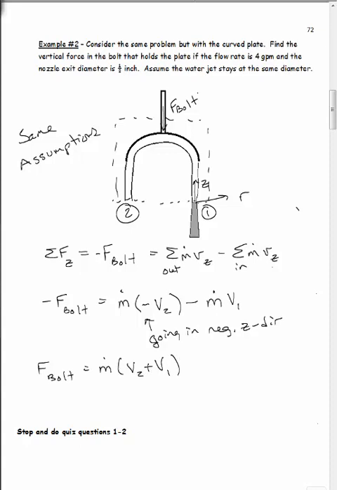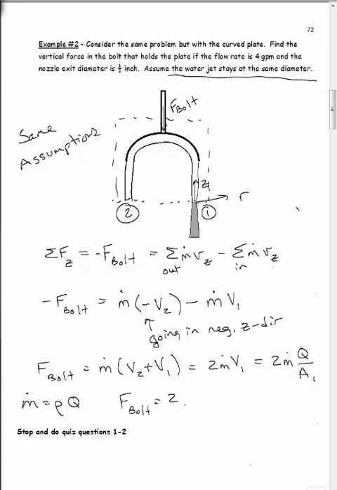Well, we're going to assume the water jet stays at the same diameter, which means the velocity is going to stay the same because the flow rate is staying the same throughout. So that's going to equal 2 M dot V1, and our V1 is Q over A1, same thing we had before. So M dot is still rho Q. So our F bolt now is 2 rho Q squared over A1.